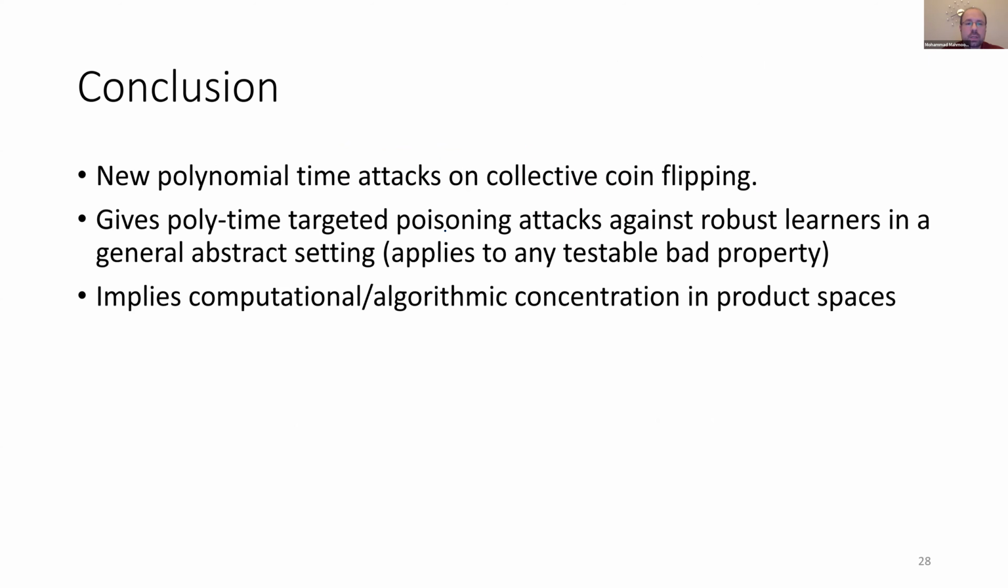So to conclude, what we saw was a polynomial time attack on collective coin flipping, essentially, in a model that was carefully chosen to be able to get all these applications from it. In particular, what we could show is that you can get polynomial time targeted poisoning attacks against robustness of learners in a general abstract setting where there is this one property that you want to make more likely to happen over the hypothesis. Whether that property indicates violation of correctness or violation of privacy, you can choose. But the point is that once you define that property, there is always a way to amplify it.